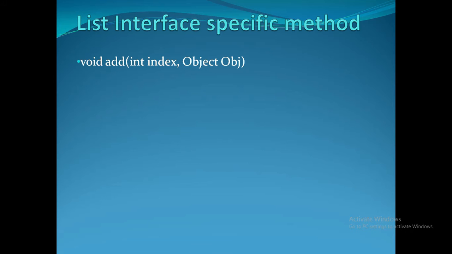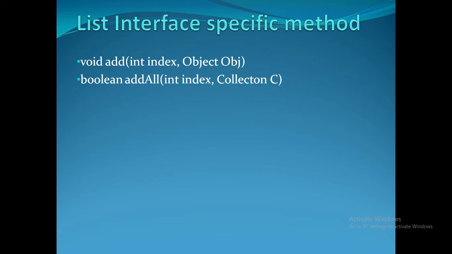In collection we have the method add, where we specify the object or element we want to insert into the collection. Now here we have another variant of add, which takes the index and object, meaning at what position you want to insert the object. Specify that index and the object you want to add. It will add this object into the list at the specified position.